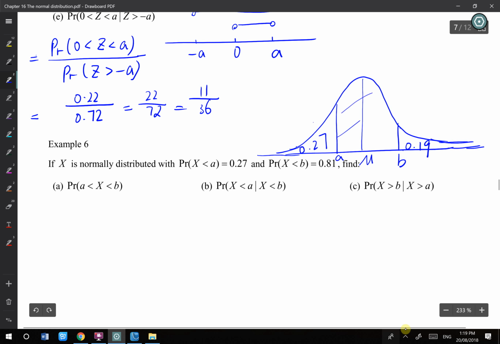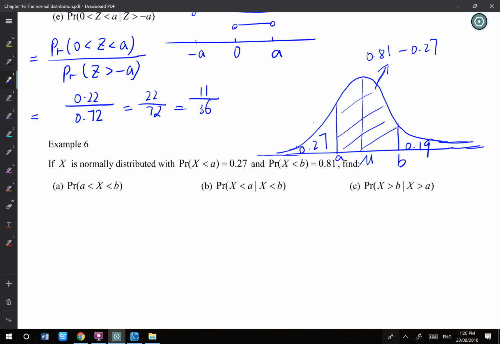What's this area here? That's one way to do it. It can't be 0.5. It can be 0.81 minus 0.27, because less than B is, on the left hand side of B, everything is 0.81, and less than A is 0.27. So subtracting them gives the area in between. Well, it's all correct. It's just another way to think about it. So 0.54.